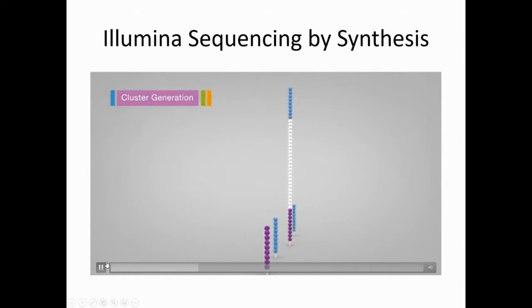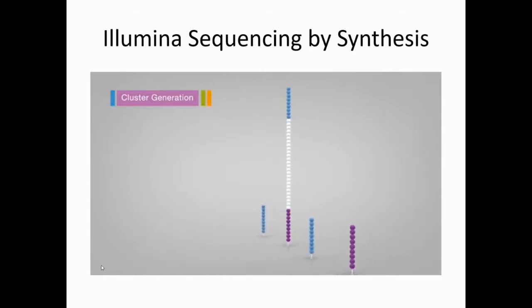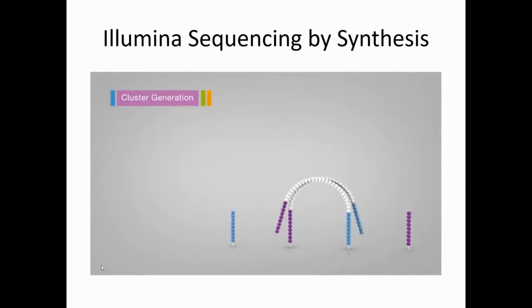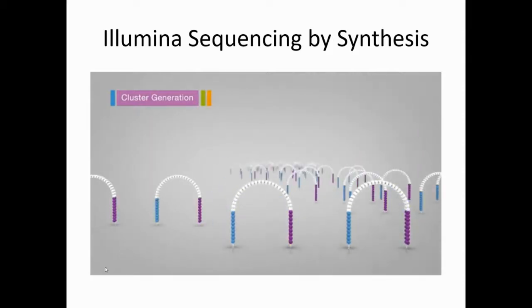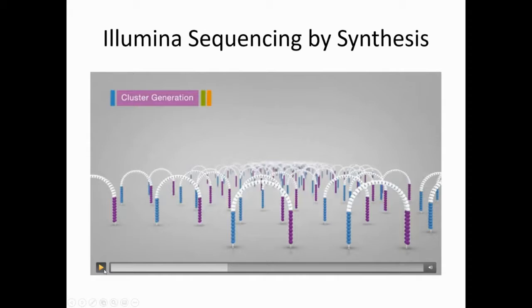The strands are clonally amplified through bridge amplification. In this process, the strand folds over and the adapter region hybridizes to the second type of oligo on the flow cell. Polymerases generate the complementary strand, forming a double-stranded bridge. This bridge is denatured, resulting in two single-stranded copies of the molecule that are tethered to the flow cell. The process is then repeated over and over and occurs simultaneously for millions of clusters.